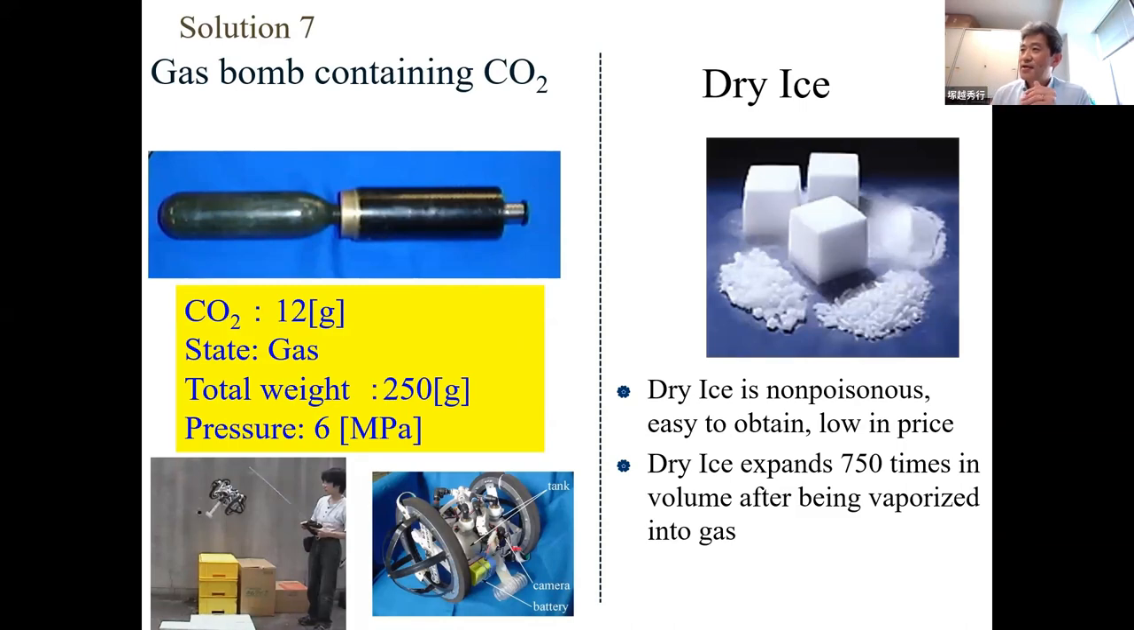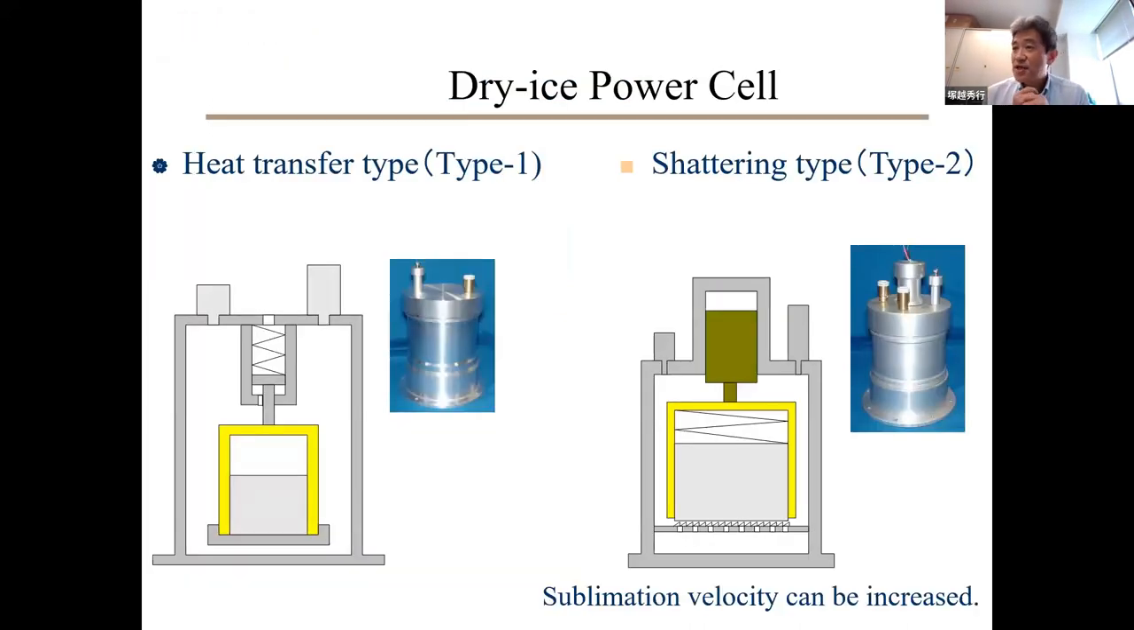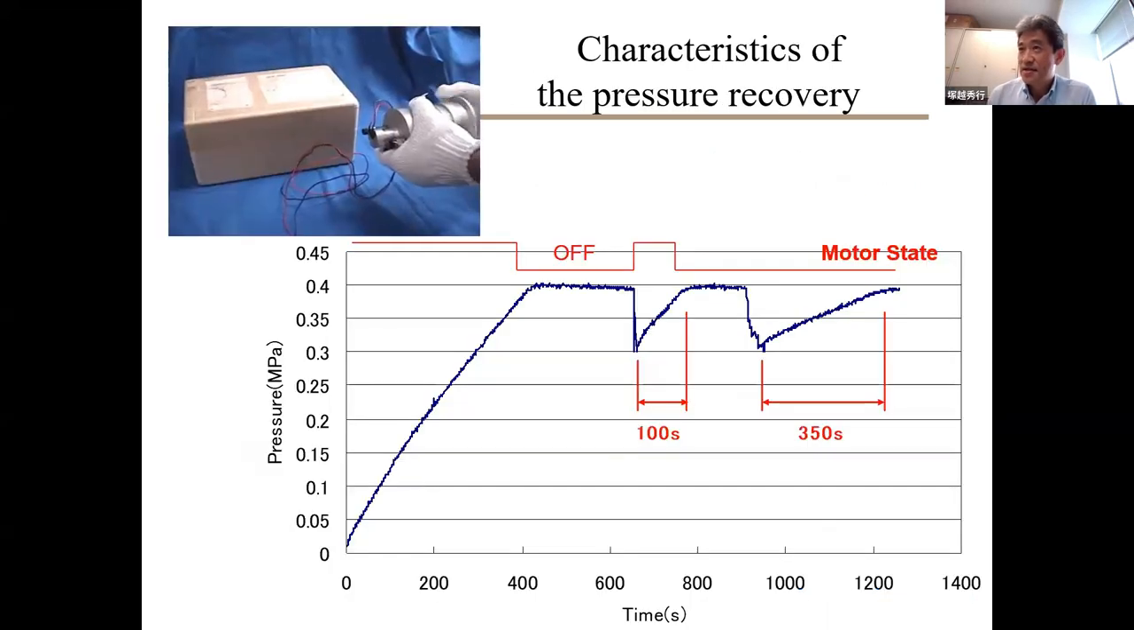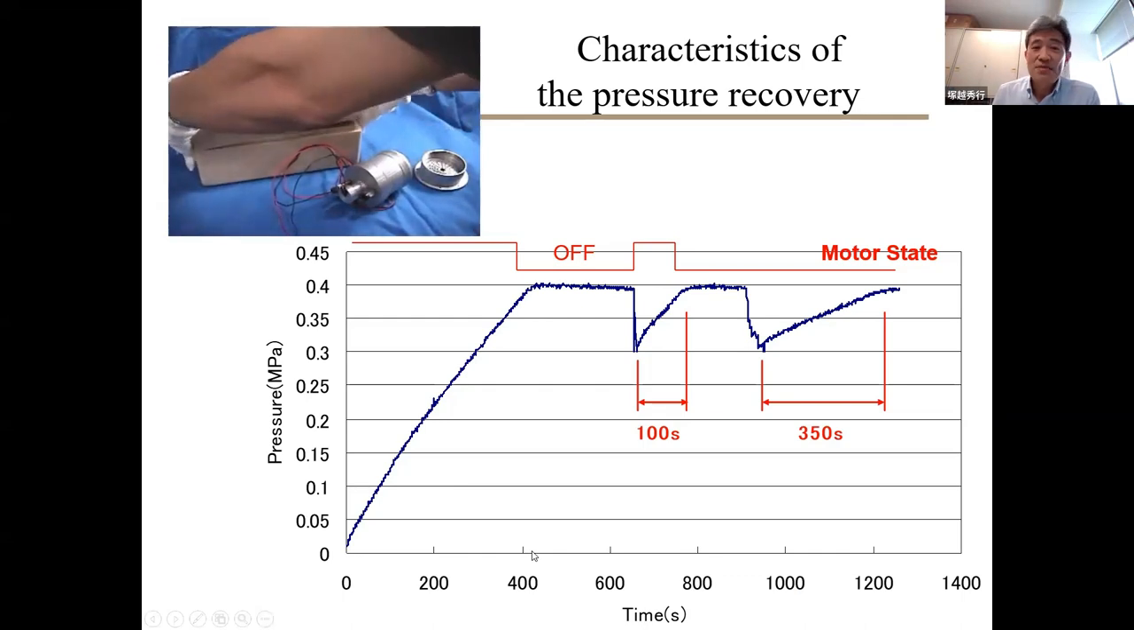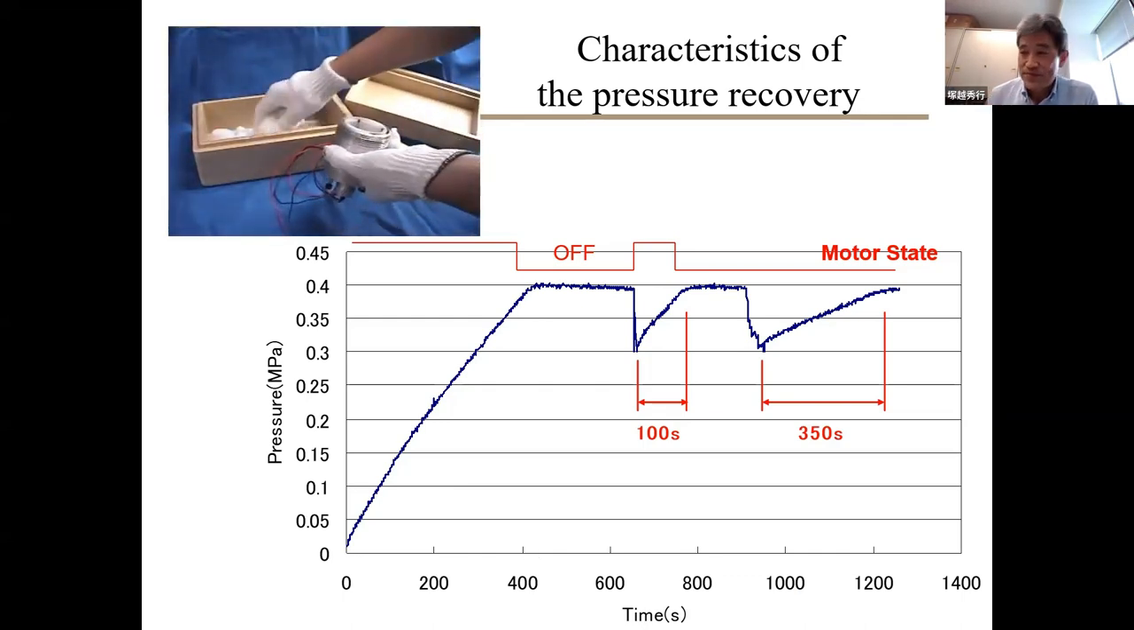This is one of the solutions, dry ice. Dry ice itself is, as you know, very easy to obtain. And from solid to gas, the volume itself expands 750 times, quite large. So at the beginning, we tried to utilize this dry ice by milling it or just using the heat energy from the outside. But it tended to take a very long time to obtain the useful pressure.